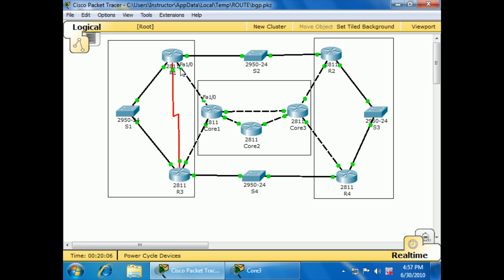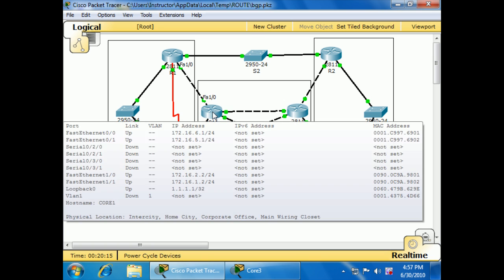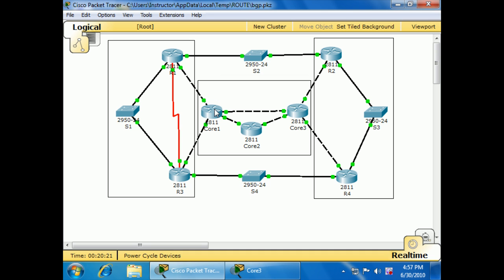F10 on both of those routers. So I'll leave my mouse over it. And the F10 is 172.16.2.1 on router 1. And over here, 172.16.2.2 for this other router. So that's where we're going to start the BGP.